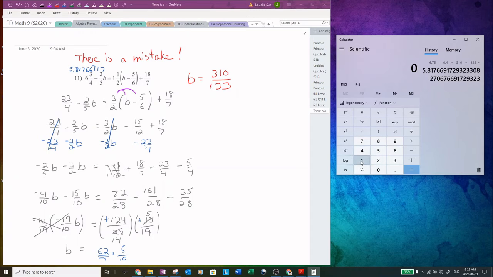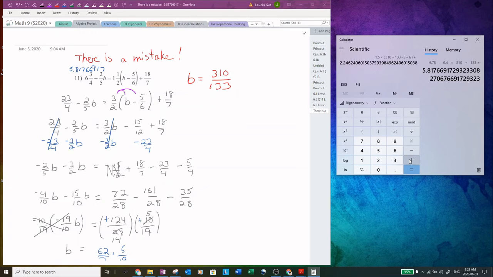So on the other side, 1.5 times bracket 310 divided by 133 minus 5 divided by 6 bracket. Now, you can't round 5 divided by 6, okay? You can't round anything when you're checking your answers here, okay? You have to put the whole thing in.